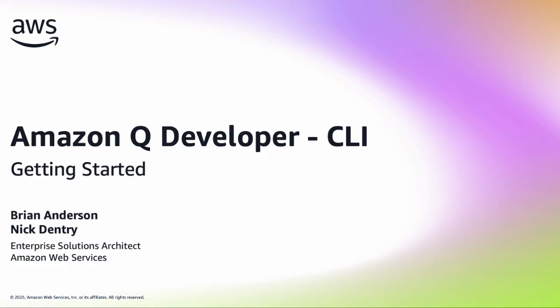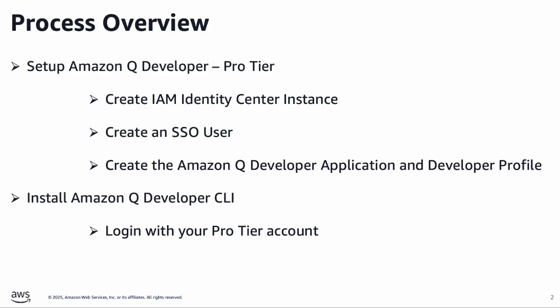Today, we wanted to take some time to talk to you about how to get started with Amazon Q Developer CLI. First, we'll set up the Amazon Q Developer Pro tier within the AWS console. This will involve creating an IAM Identity Center instance, creating an SSO user, and creating the Amazon Q Developer application and developer profile. Next, we'll install the Amazon Q Developer CLI and log in with our Pro tier account. Let's get started.